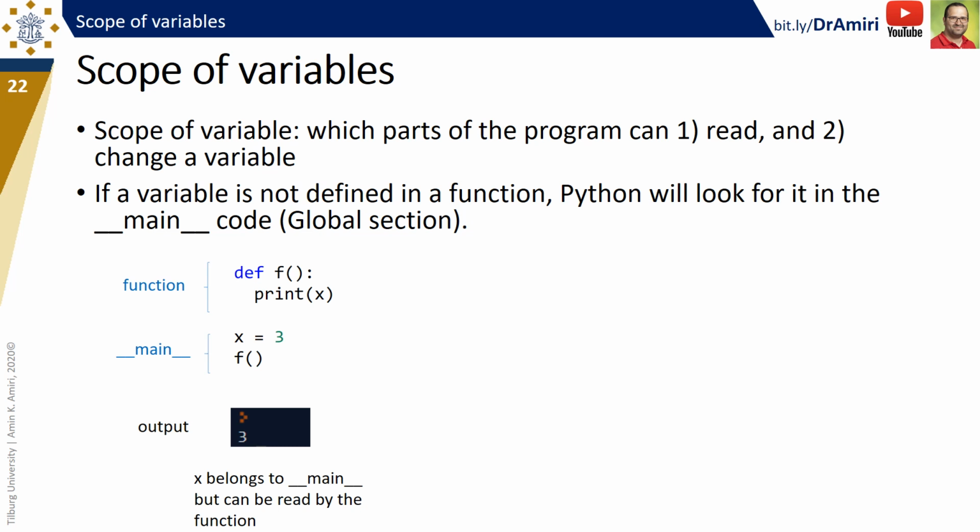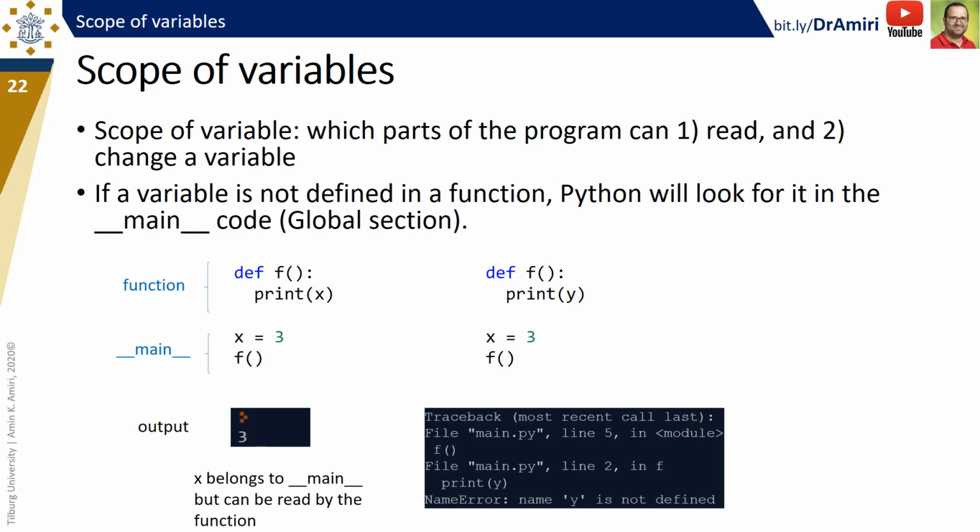Here you see the function f that gets no parameters, but it prints x. Since x is not defined in function f, Python will look for x in the main body of the code. x is 3, therefore calling the function will print 3 as the output. However, you can see here we have print y in the function f. Since y does not exist in the main body of the program either, the program returns a name error.